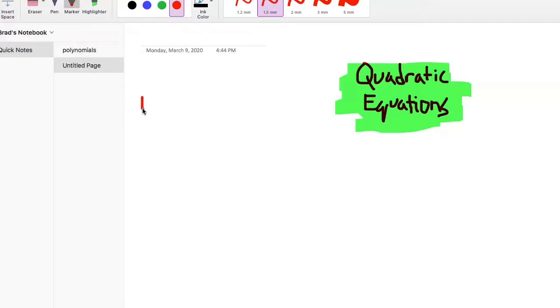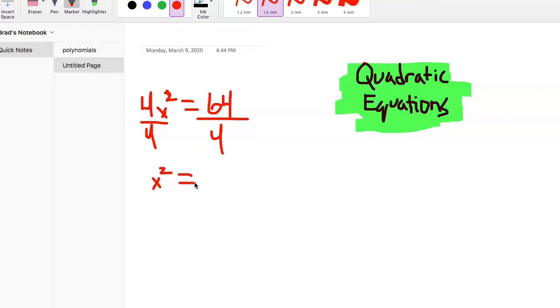All right, so we have 4x squared equals 64, and it's a little different, right? How do you solve something like this? We're solving for x, so let's get rid of that 4 first. Divide each side by 4. Now we have x squared equals 64 divided by 4, which is 16. Now we get rid of that square, and the way we do that is with a square root.